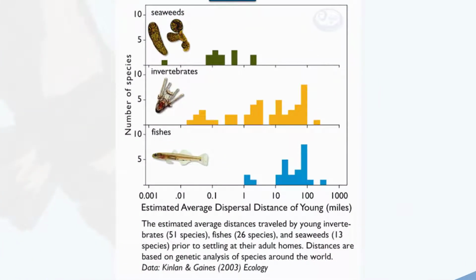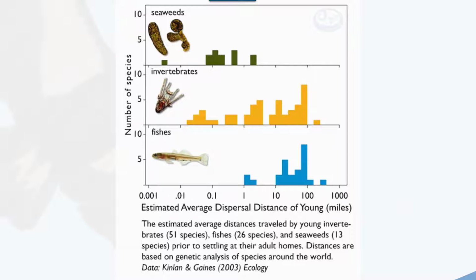As you can see in this figure, we have the estimated average dispersal distance of the young in miles along the bottom axis. And on the y-axis, we have the number of species, divided into 3 different panels with seaweeds at the top, invertebrates in the middle, and fishes on the bottom. So we can see that seaweeds are going to have a much smaller dispersal because of the fact that they're a bit smaller in size.